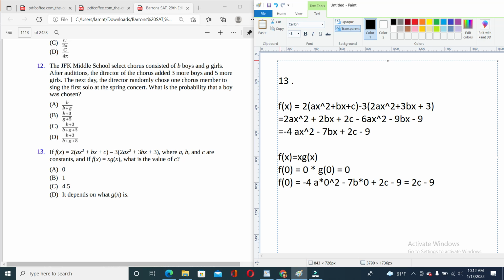So f(0) is equal to 0 as the implicit function f(x) equals x g(x) gives us. And also when we replace x with 0 in the initial function of f(x), we got 2c minus 9. So 2c minus 9 is going to be equal to 0 because both equal f(0), right? Therefore c equals 4.5, right? So answer C.